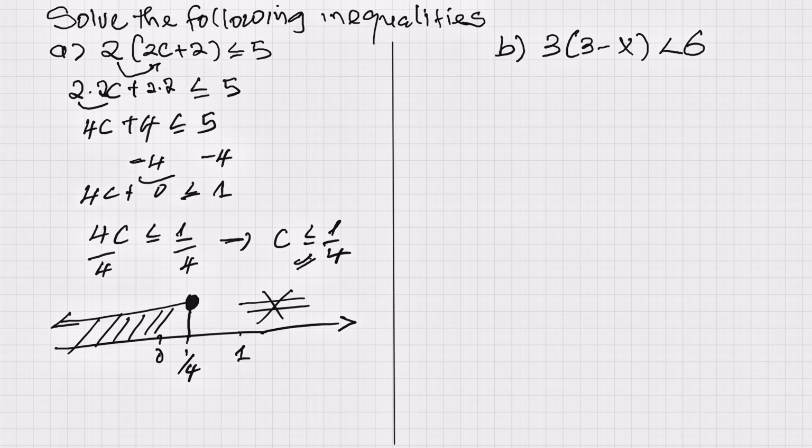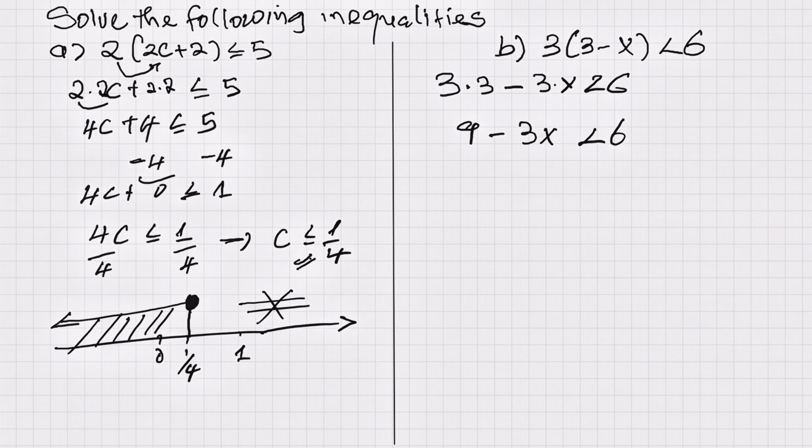If we look at the B part of the question, we have a similar question. We are just going to expand this bracket by using what is outside the bracket to multiply all what is inside the bracket. So we are going to have 3 times 3, and we have a minus in there, 3 times x, which is less than 6. So 3 times 3 is 9, minus 3 times x is 3x, less than 6.